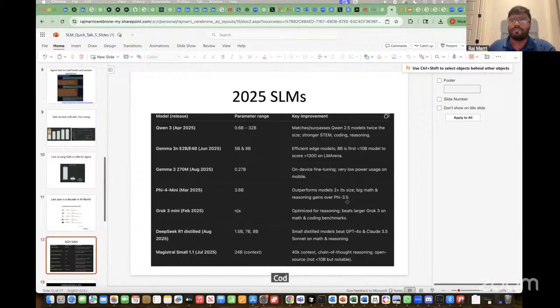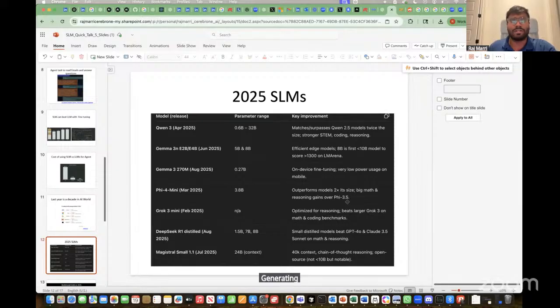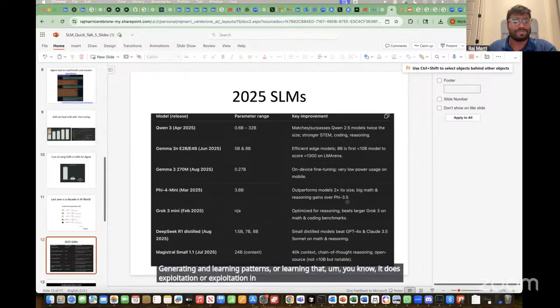Coding as well. If you ask it a task, it can emit a lot of tokens and do self-play, generating and learning patterns, with exploration and exploitation in RL. That is how RL is really booming now, because reinforcement learning is making these models reason really well, and even a smaller model can reason. The reasoning power of small language models is also increasing a lot with this reinforcement learning.